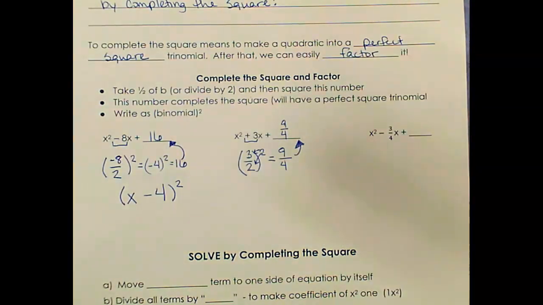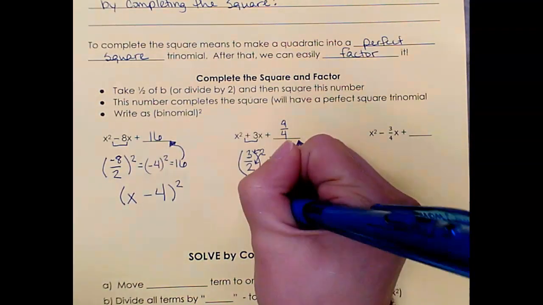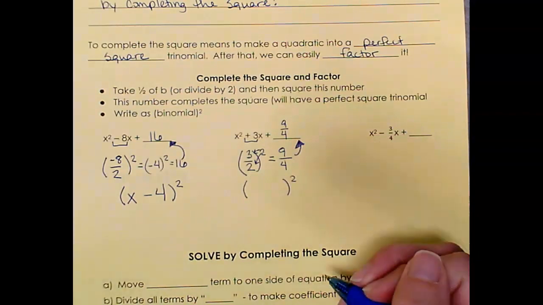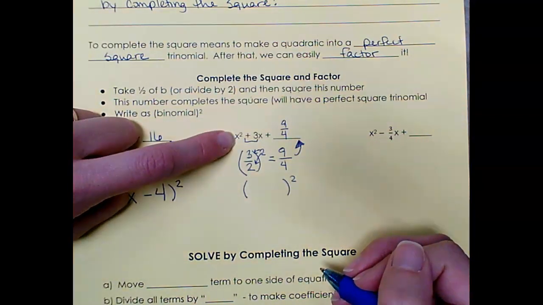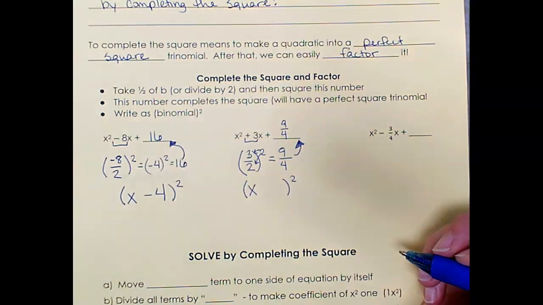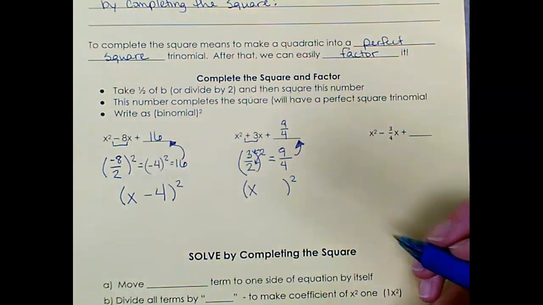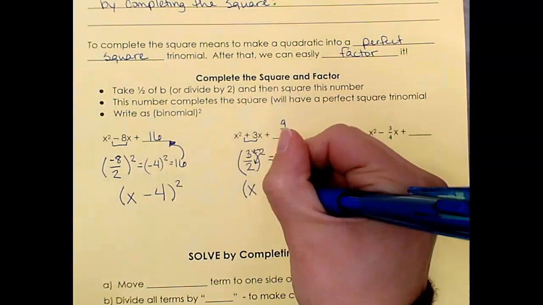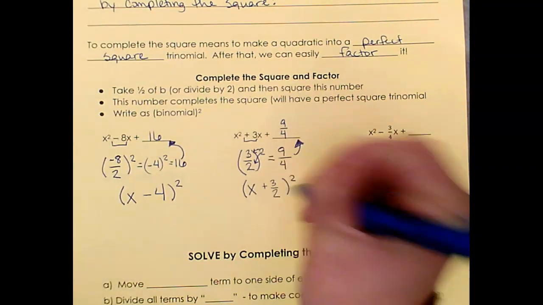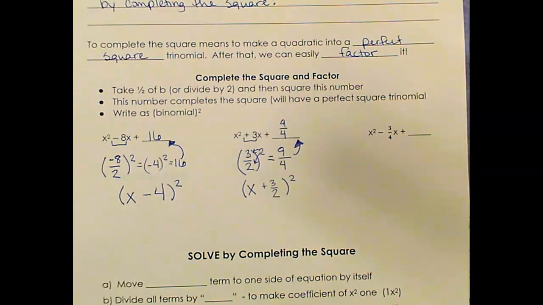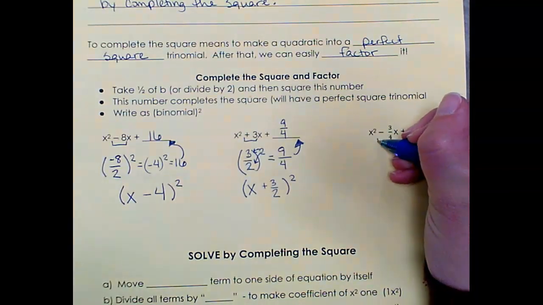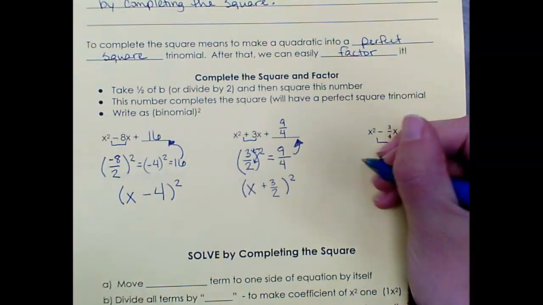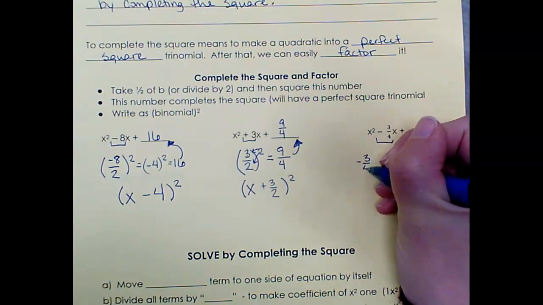So when I'm able to factor this and break it up into a binomial squared, the square root of x squared is x. The square root of 9/4 is this 3/2 that we have here. All right, let's try the last one. Last one, the b term is negative 3/4. Ooh, that'll be fun. Negative 3/4.